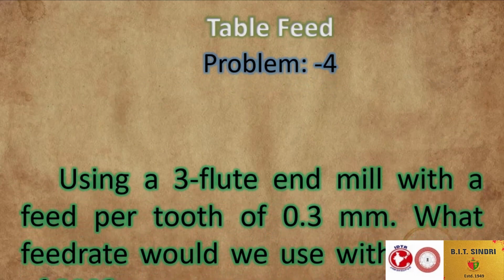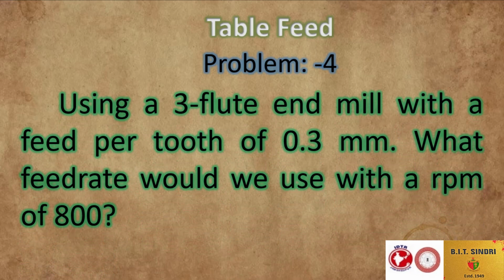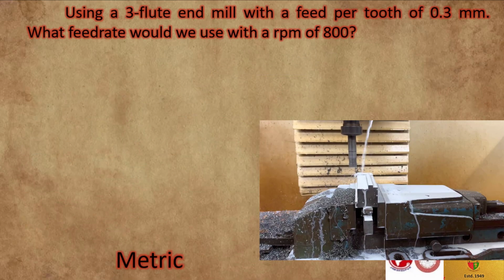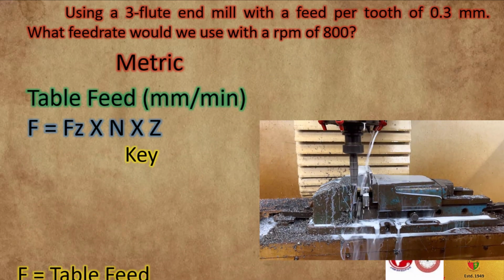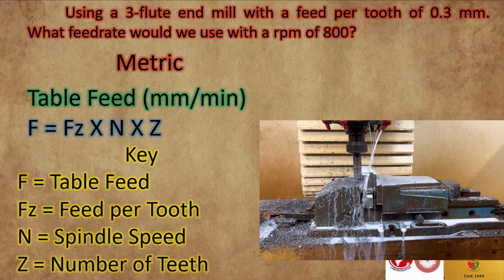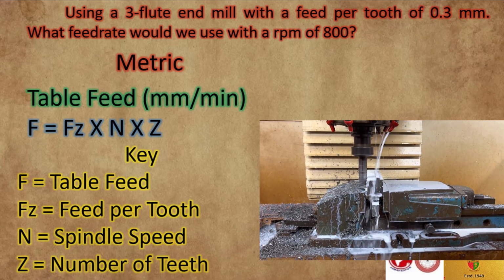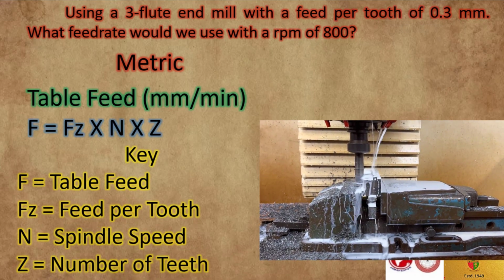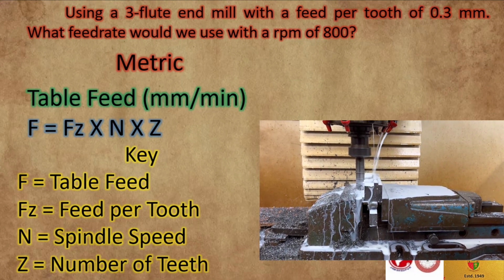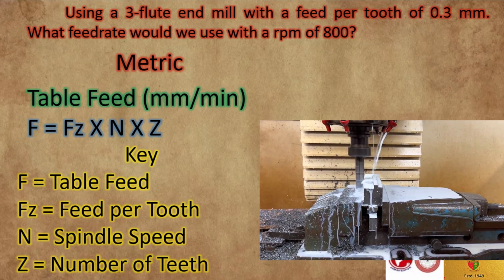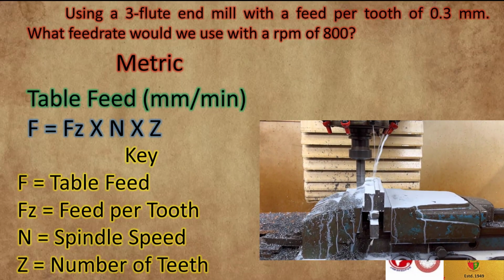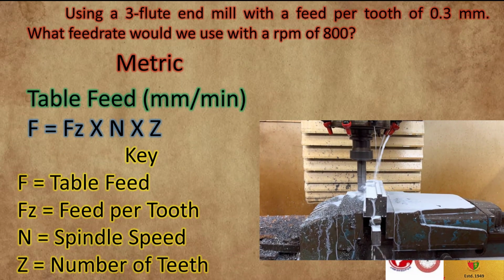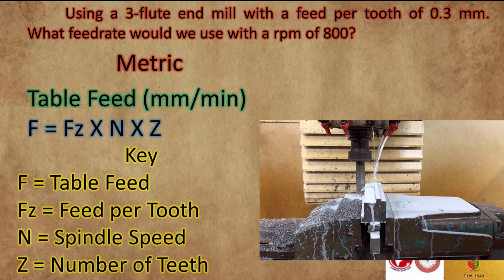So now next is my problem number 4. Using a 3 flute end mill with a feed per tooth of 0.3 mm, what feed rate would be used with a revolution per minute of 800? So for the metric example, we are calculating our table feed and our feed per tooth. Let us say this time it is 0.3 of a millimeter. So we are using a slightly softer material. We can go a little bit faster. So maybe it is aluminum or something like that.